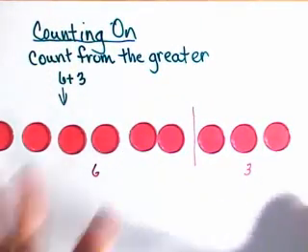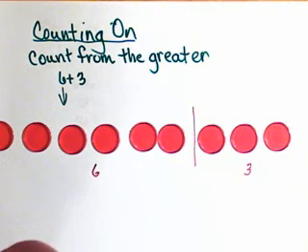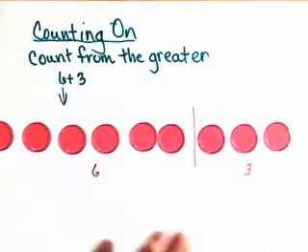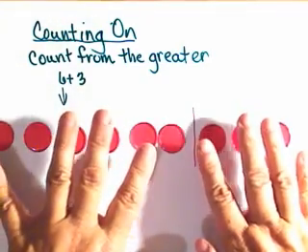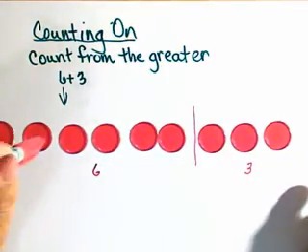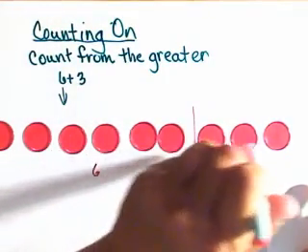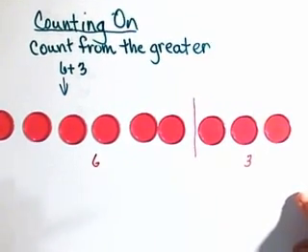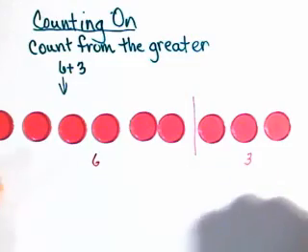Students will also count in another way, and it's not counting on, but I want you to see the difference in the level of sophistication of the method that goes with the model. To the left-hand side we have 6, to the right-hand side we have 3. If I have a student that counts out 6, counts out 3, and then goes back and does 1, 2, 3, 4, 5, 6, 7, 8, 9, that's not counting on. That's just counting the total together.